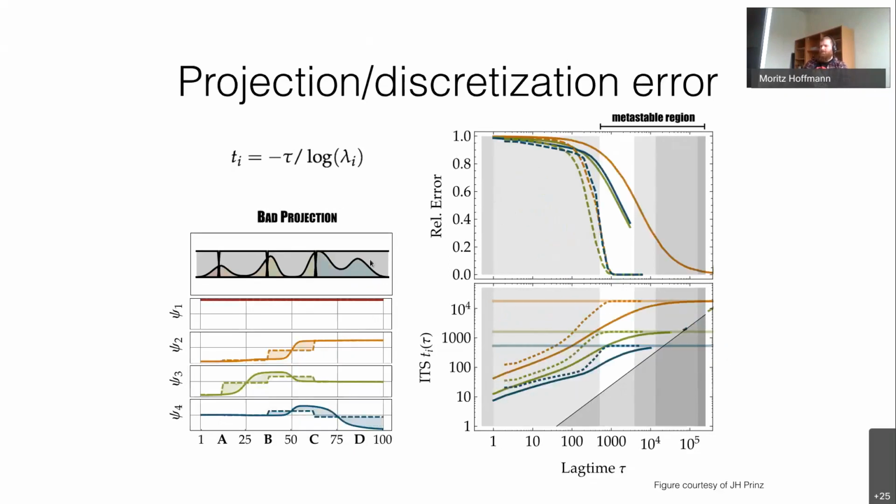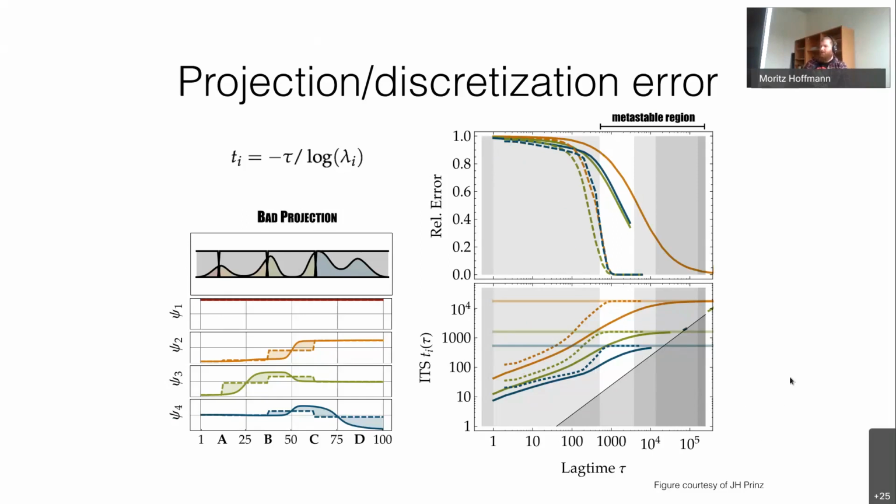Now, if we take a bad projection, so we leave these transitions out, and we place it not directly on the tip, but awkwardly around it, then we suddenly see that our timescales are much worse than the ground truth, right? And our relative error is also much larger. And this is also something that we can use for validation.